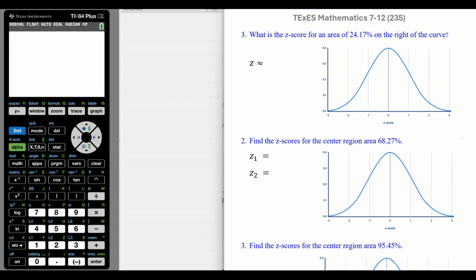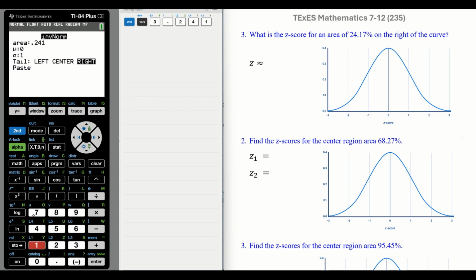So we're going to go ahead and just put it in and we'll say right side. Let's see what happens. Okay. Second, vars 3. Okay. And we need 0.2417. Remember, don't change the mean of 0 and the deviation of 1. And we need right side, enter.